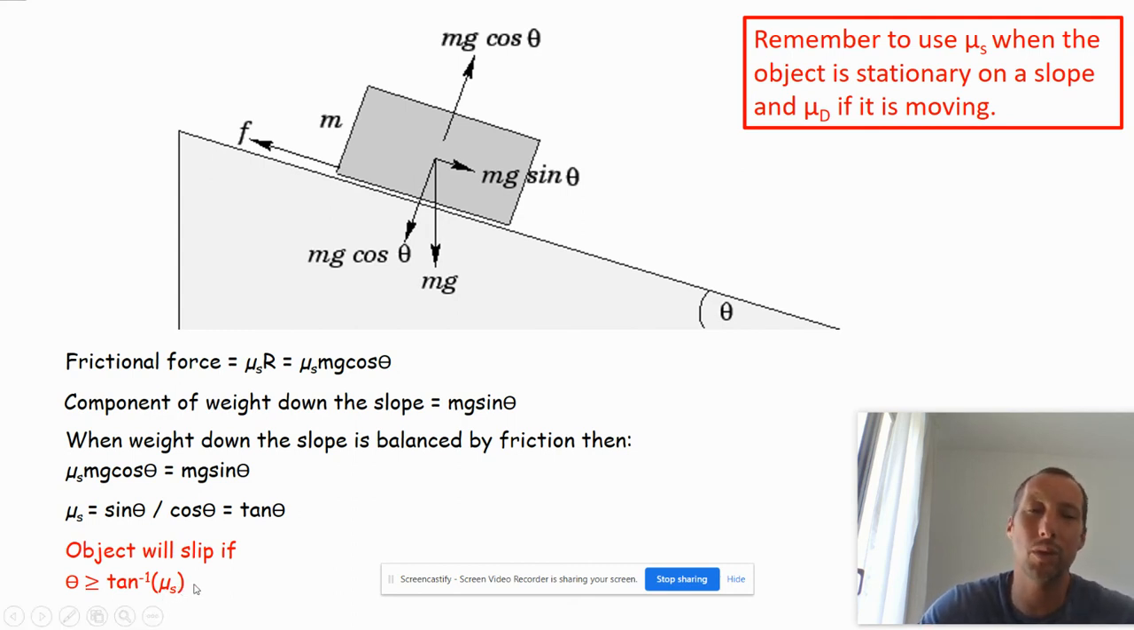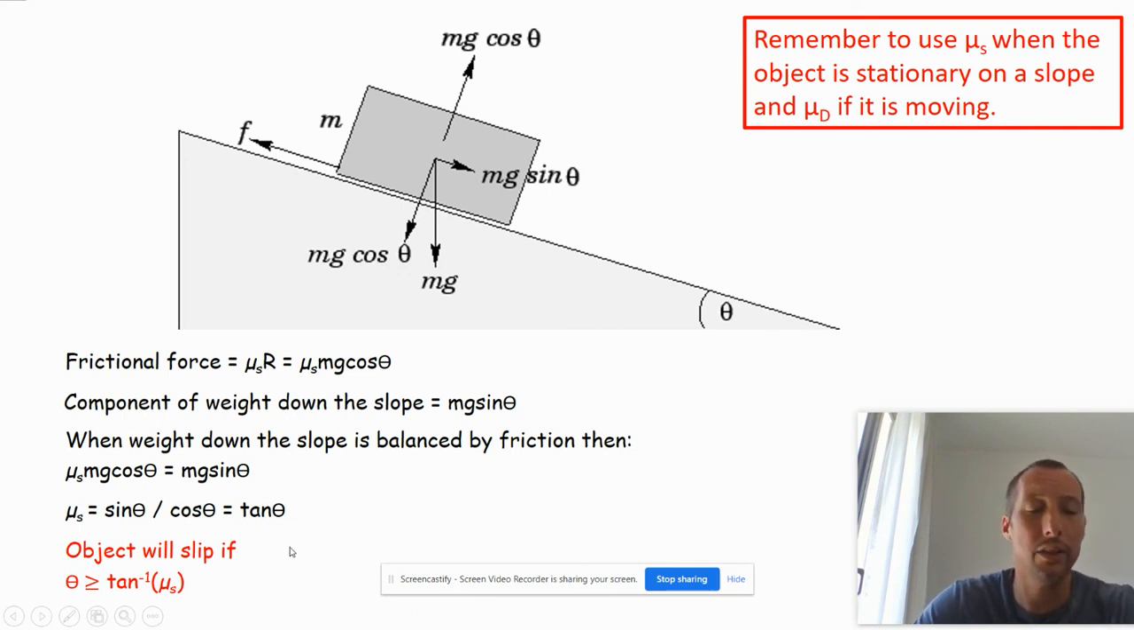Or this more often works the other way around. If you want to find the coefficient of static friction for an object, you put it on a slope, you lift the slope up, and when it starts to slip, you measure that angle, and you can use that angle to work out mu s. So I just wanted to show you that bit of maths.